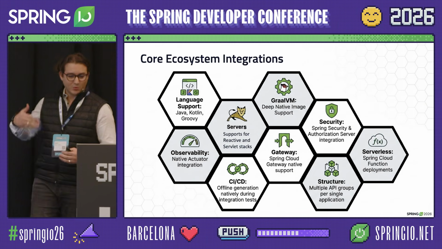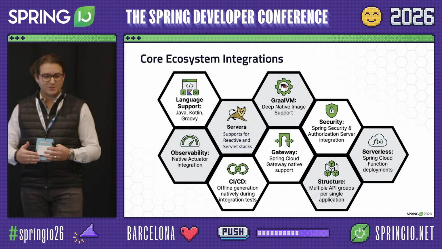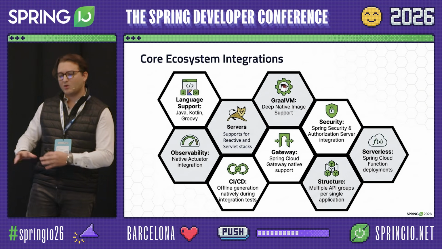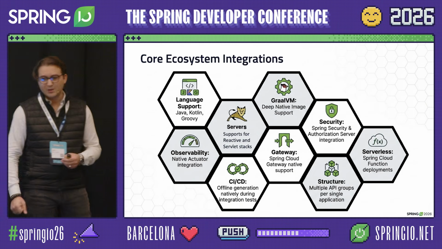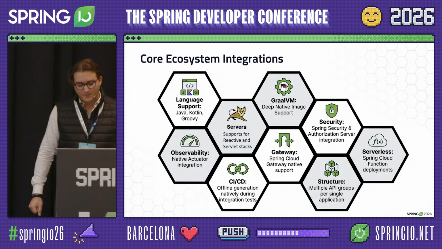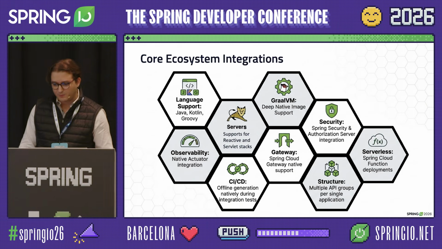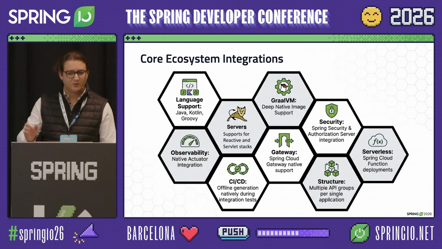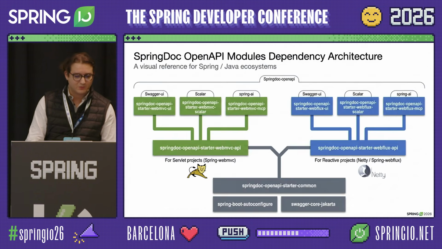Because sometimes when you expose OpenAPI, you don't want it maybe in production, but you want it just to be built and generated in an offline mode by your CI/CD pipelines. So this is also available through some plugins, like some Maven or Gradle plugins that are available out of the box.